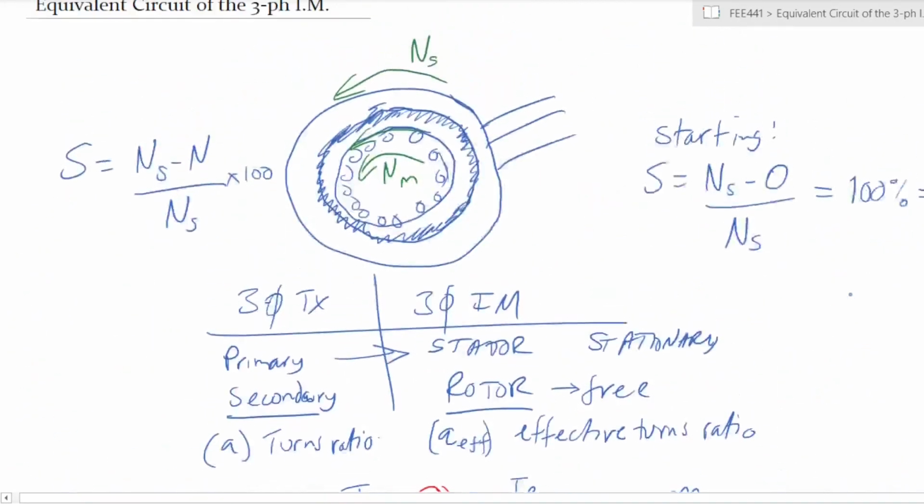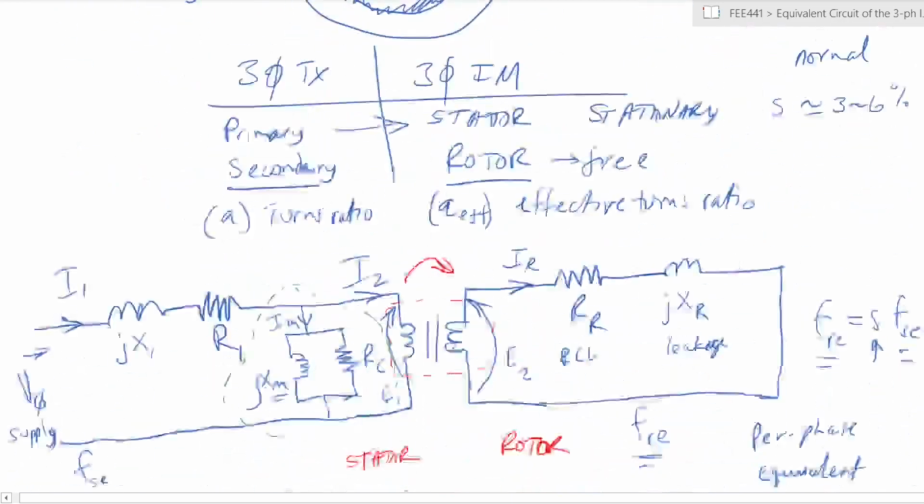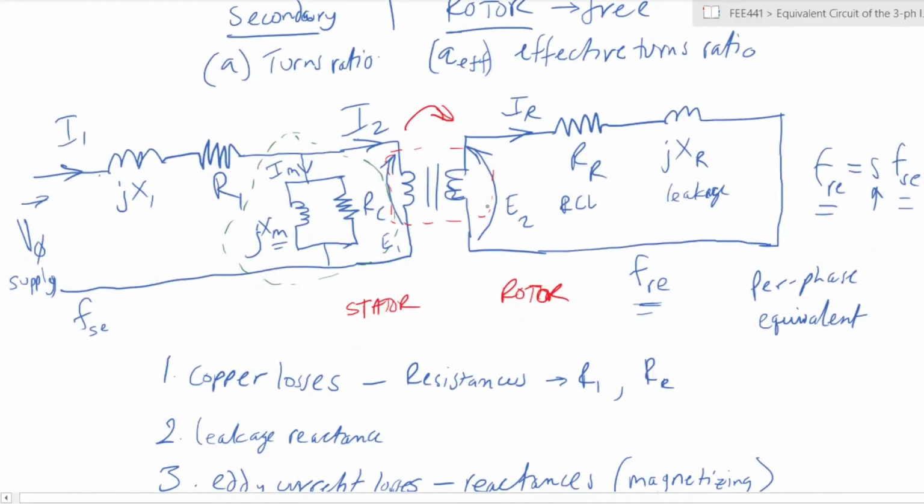However, at normal rotating speed, normal operation, slip is approximately between 3 and 6%. That means the frequency of the rotor would be much, much lower than the frequency of the supply, or the frequency at the stator. So if the frequency at the stator is 50 hertz, you would have 6% of that, say, 3 hertz, for example. So your FR is much, much slower.